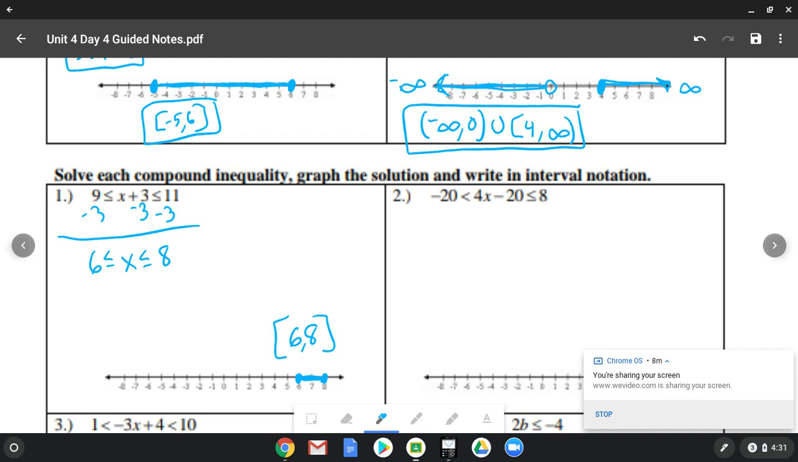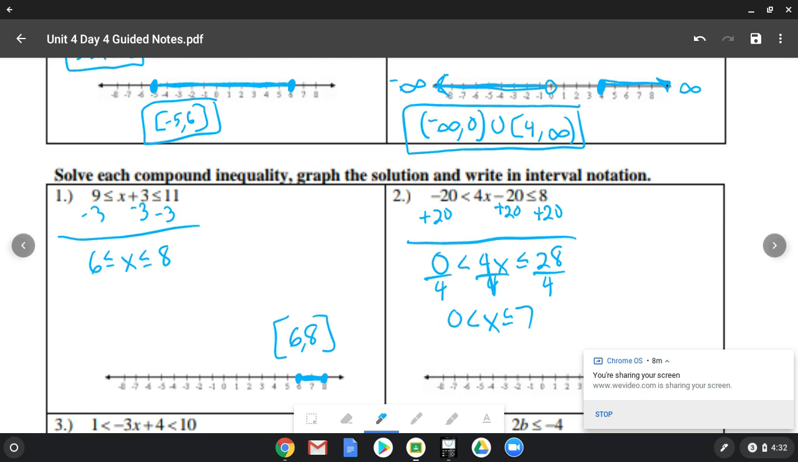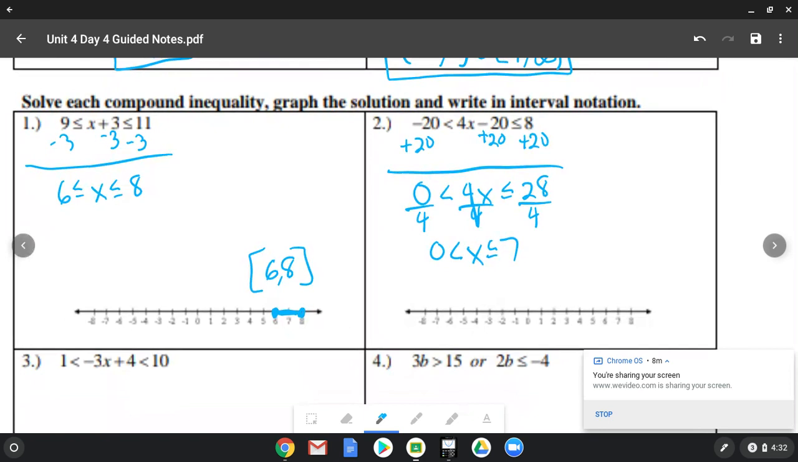Number 2, to get x by itself, we'd have to add the 20 to all 3 sides. That's how we get x by itself. So we added 20. That would create a 0 on the far left and a 28 on the far right. We divide by 4 on all 3 sides. What we do to one side, we do to all 3. And we get x is greater than 0 and x is less than or equal to 7. So I go to 0 and I have an open circle. I go to 7, that's closed. So now my x is in between.